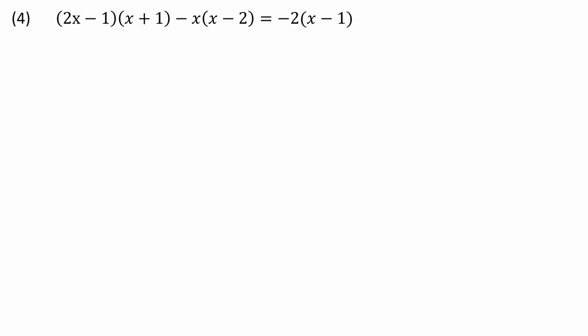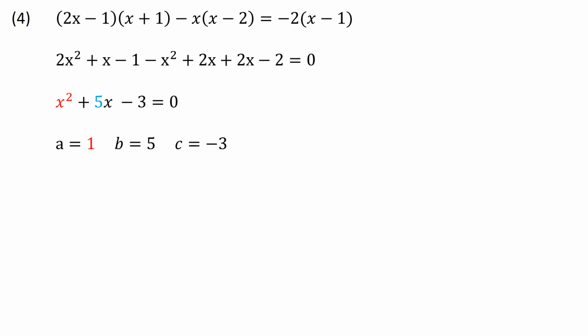Number 4. Here it's not in standard form, so we're going to have to expand each bracket. So we'll have 2x squared plus x minus 1 minus x squared plus 2x plus 2x minus 2, which I got from the right hand side, equal to 0. Simplify, we'll have x squared plus 5x minus 3 is equal to 0.